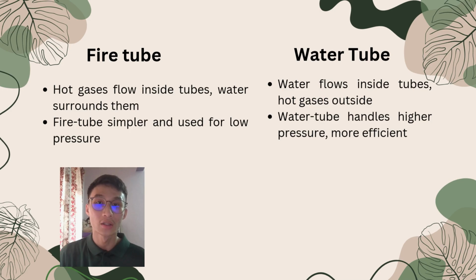In a water tube boiler, the water flows inside the tubes while the hot gases pass around the outside. This design allows the boiler to handle much higher pressure and produce steam more efficiently. For this reason, water tube boilers are commonly used in power plants and large industrial systems.